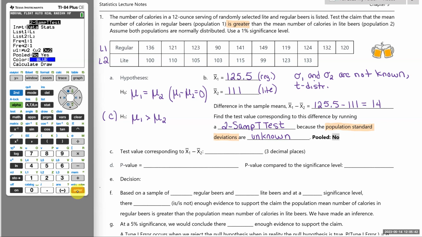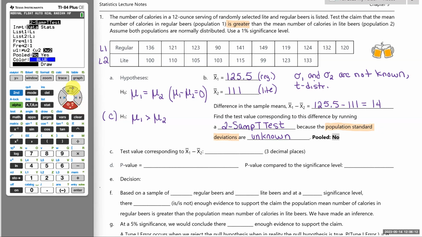And in this case, we've entered data into the calculator. So you want to say data as your input, and then your L1 and L2. So make sure those are correct, L1, L2. Frequencies are always 1. That just means there's 1 of each number entered. And then the direction of our test, we want mu1 greater than mu2. And there's your pooled. Make sure that says no.